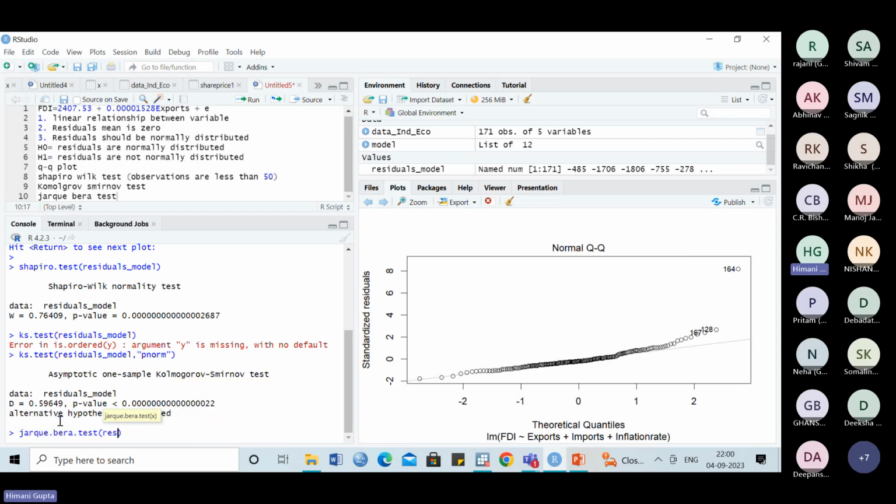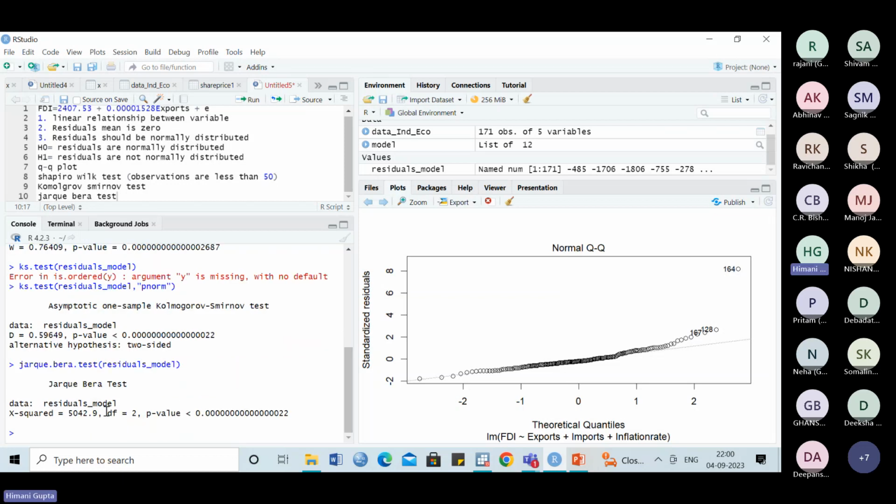And then residuals underscore model. Again, you will see that your p-value is less than 0.05. So again, it's saying that your residuals are not normally distributed. So these are the different tests by which you can say whether your residuals are normally distributed or not.